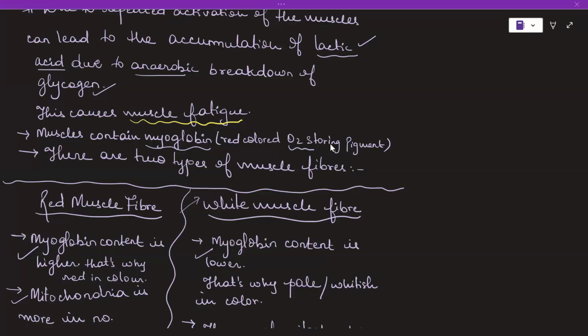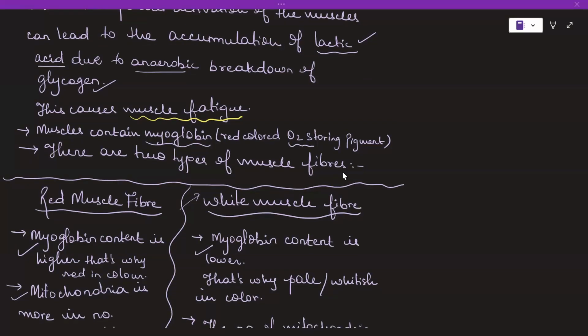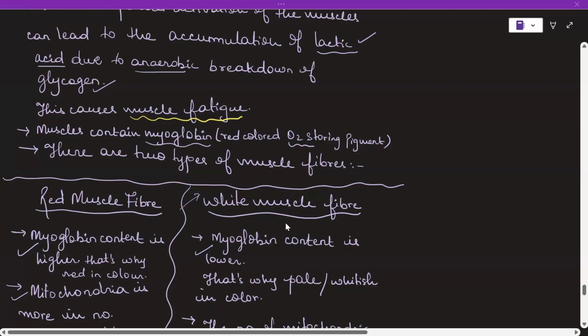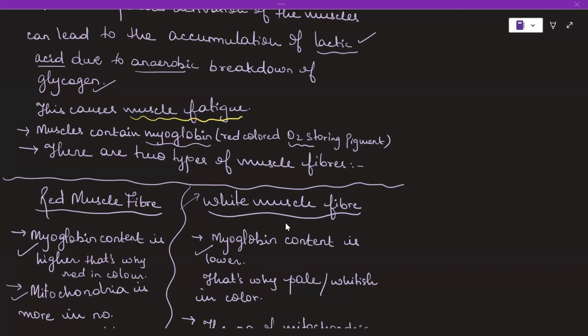What's the full form of ADP? ADP stands for adenosine diphosphate. When you add another phosphate to it, it becomes adenosine triphosphate. That is ATP.